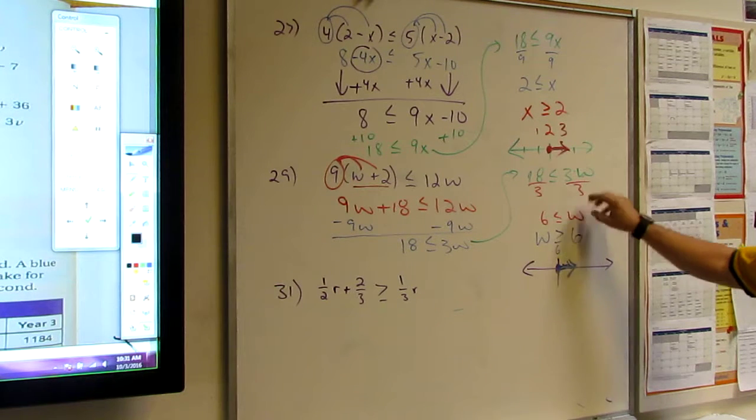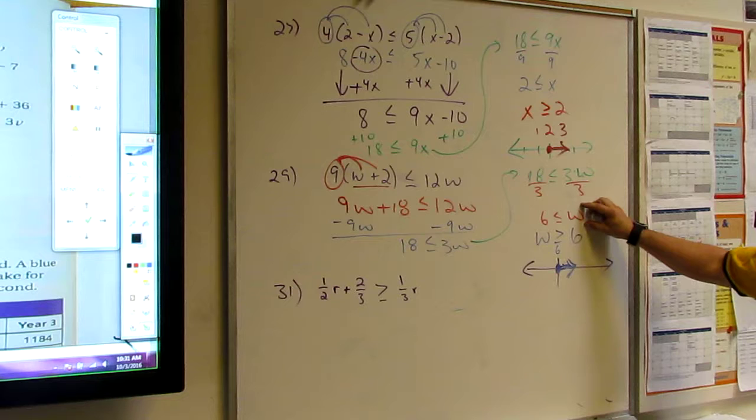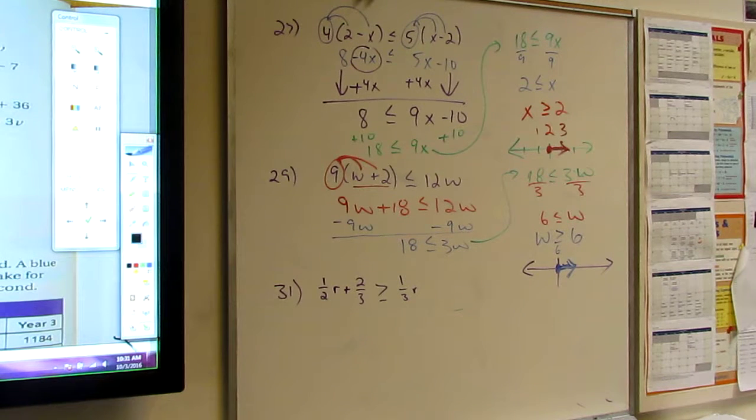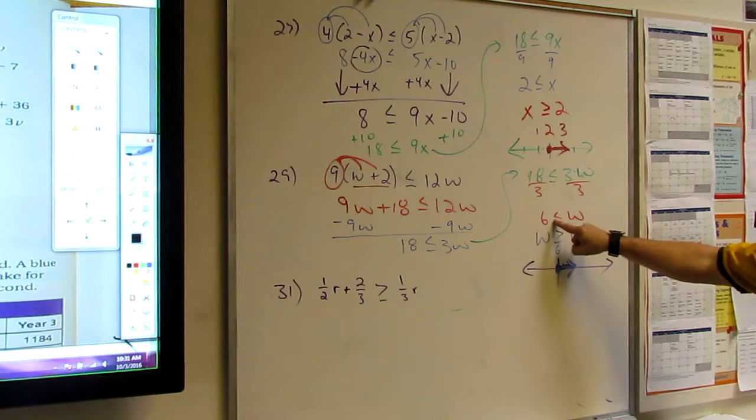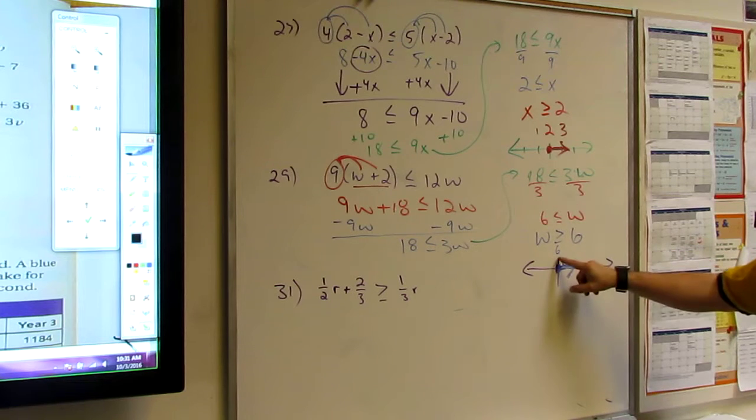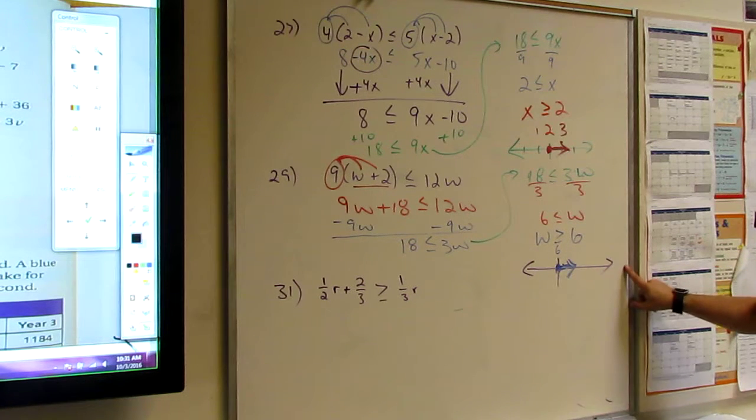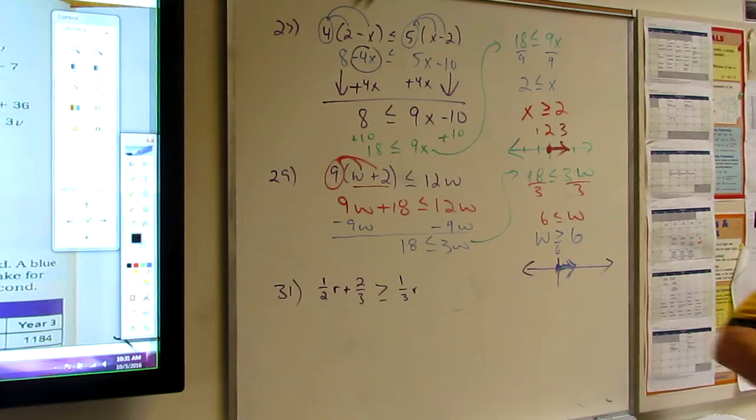If you know that this is on this side, you can read it, right? 6 is less than W. So 6 is less than W. That means W's got to be bigger. So if W is going this way, you can read it and figure it out yourself. You don't have to do it. But it's a nice little tool to make it easier. Does that make sense?